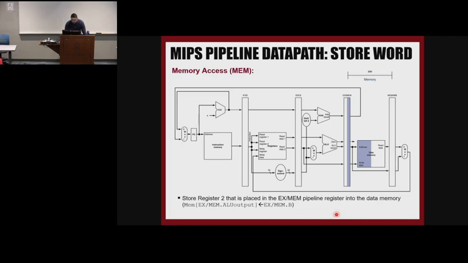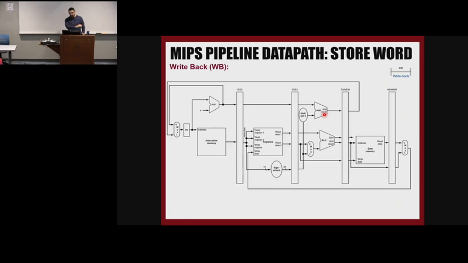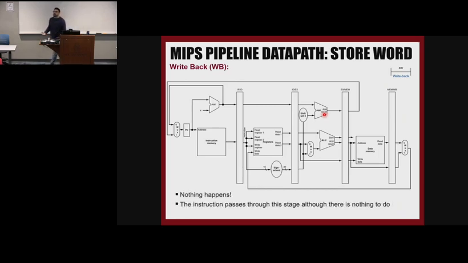In the next step, we get the value of B from the EX/mem pipeline and store it in the data memory. The address to the data memory is coming from the ALU output register that is stored in the EX/mem pipeline. Okay, that's the memory step. We don't do anything in the write back, but we have to go through that stage anyway.